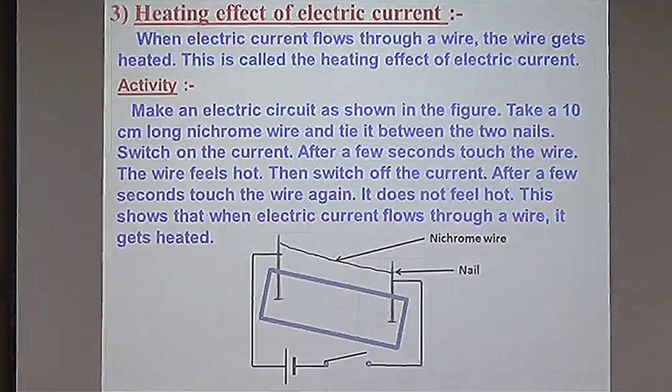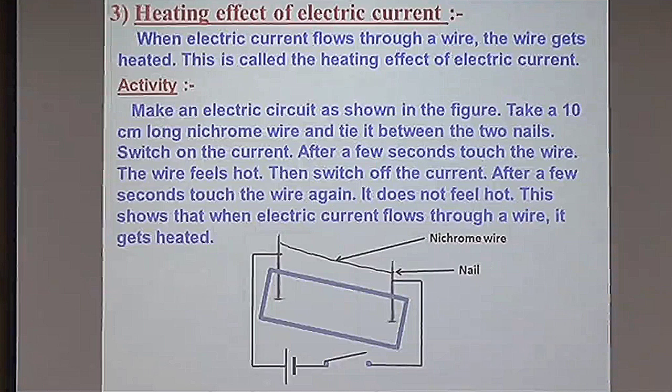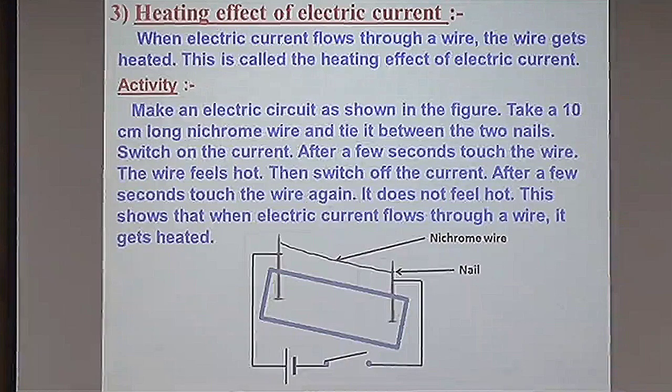We have seen this heating effect in how we actually make an electric circuit. Now we take a nichrome wire, we attach the nichrome wire with a cell, and we attach a switch also. Now when the switch is in on position, the current is flowing through the electric circuit, and when the current is flowing through the electric circuit, the nichrome wire gets heated.